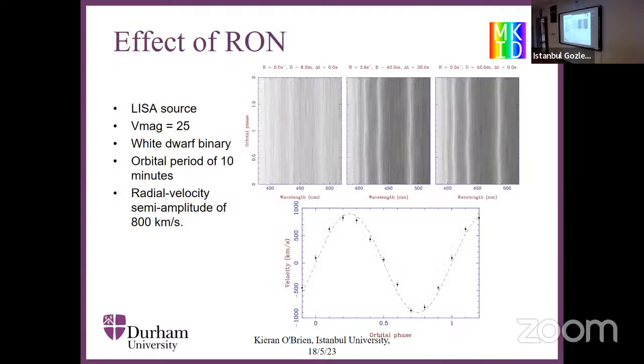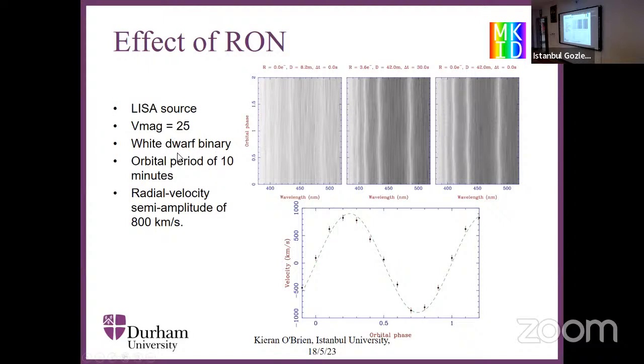Why might we want to do these observations? This is a very similar thing. Again, this is an 8 meter with no read noise, a 42 meter ELT with read noise, or an ELT without read noise. This is for one of the LISA verification sources, one of the characteristic magnitude 25 objects that they're going to look at in order to characterize the performance of LISA in the future. It's a typical double white dwarf binary with an orbital period of 10 minutes.